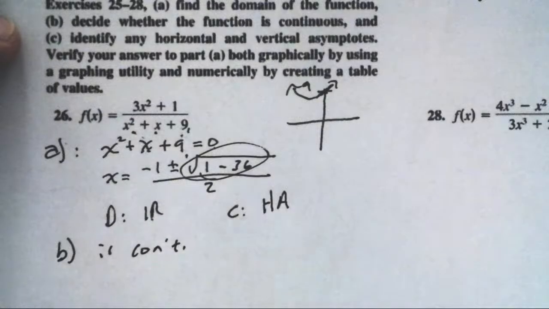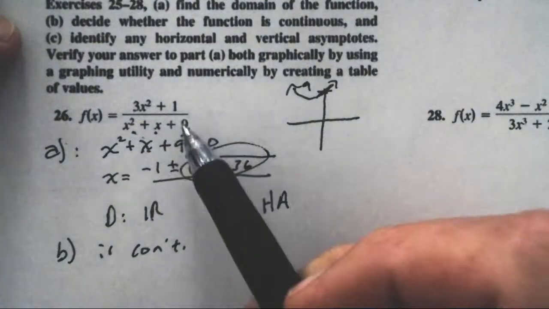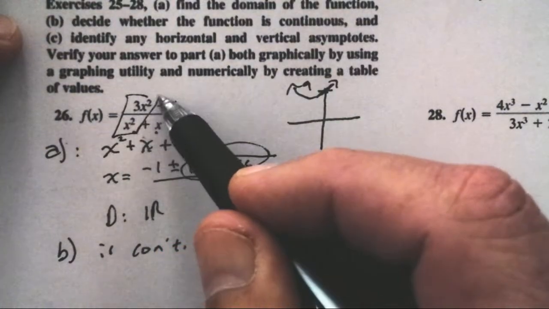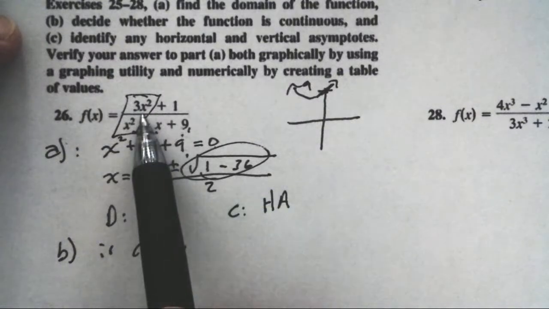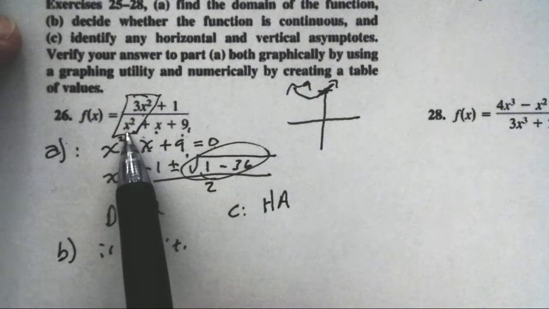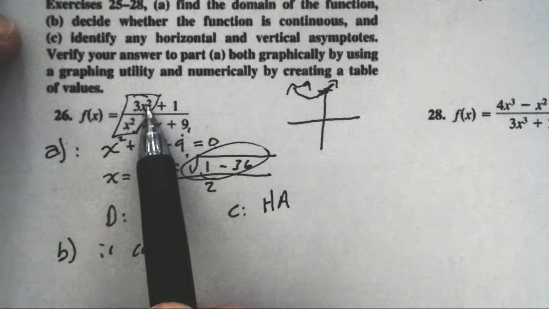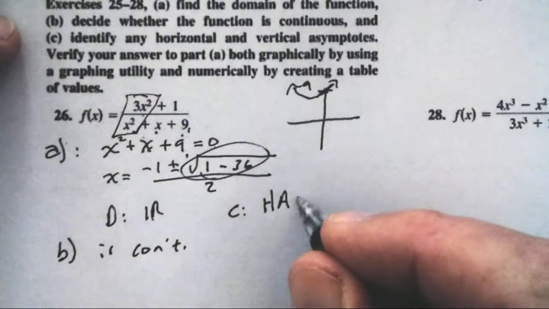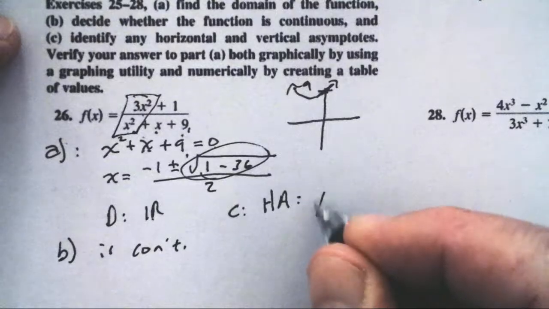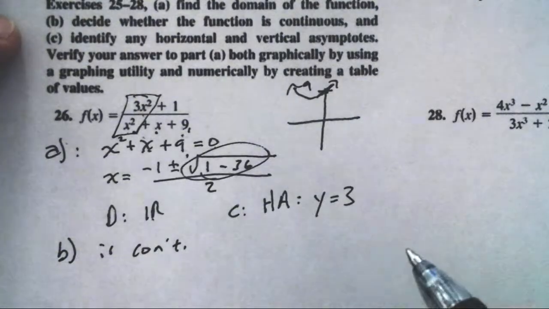Horizontal asymptote, what does this graph want to look like eventually? That's when we look at our lead terms. 3x squared over x squared dominate the top and bottom. Eventually it'll look like that. X squared cancels, so the horizontal asymptote would be y equals 3.